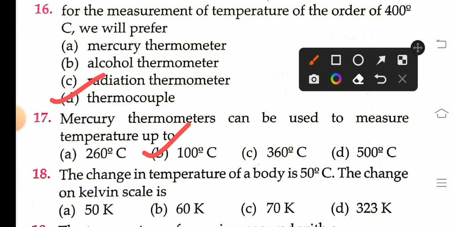Next, the change in temperature of a body is 50 degrees Celsius. The change on Kelvin scale is? 50 Kelvin. Sorry guys, 17 question answer will be option C, 360 degrees Celsius. Next question.